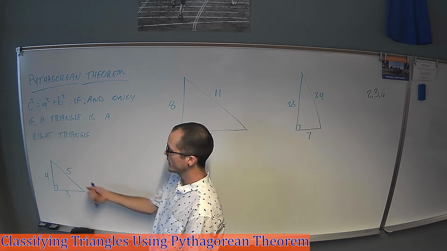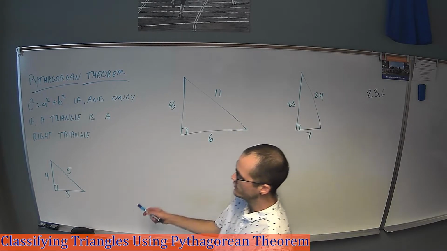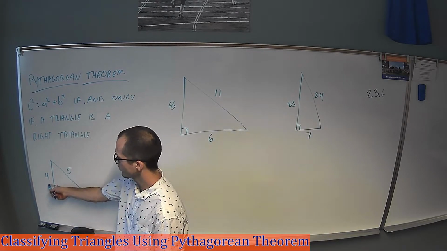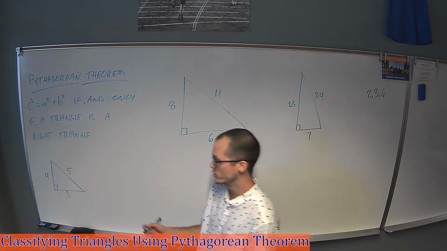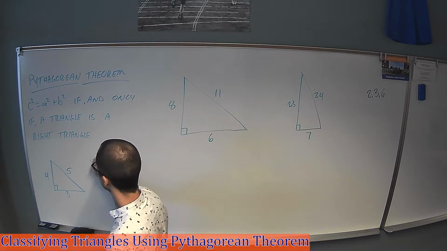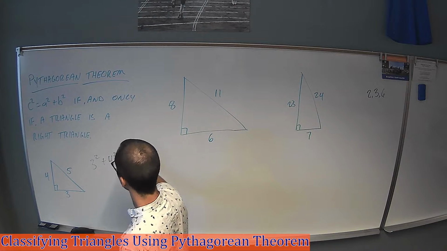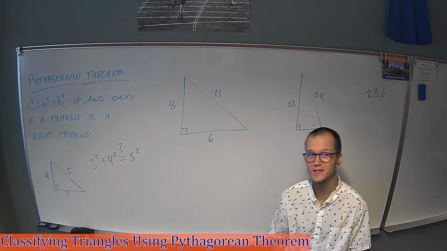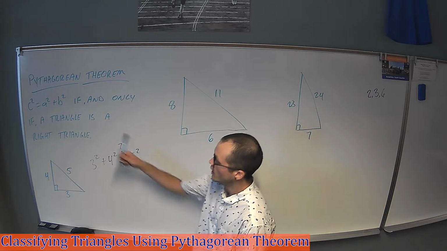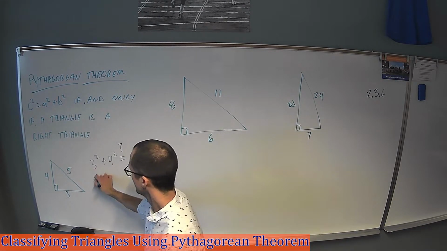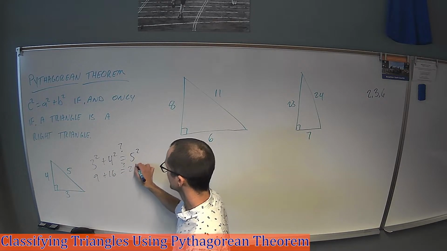So let's practice that with this triangle right here. Let's confirm that this is a right triangle. If we can say that 3 squared plus 4 squared equals 5 squared, then we can say that we definitely have a right triangle. So 3 squared plus 4 squared equals 5 squared. And I'm going to put a question mark over my equal sign because I don't know that it's true. I'm here to check it out. I'm here to explore. 3 squared is 9, 4 squared is 16, and 5 squared is 25.